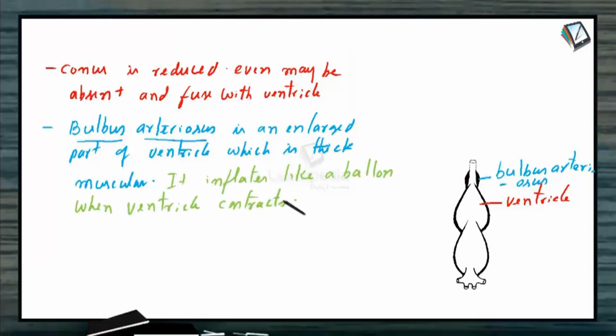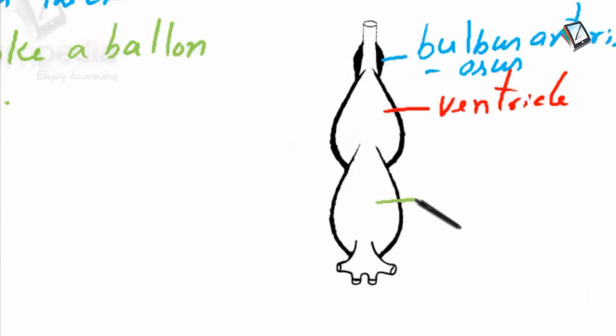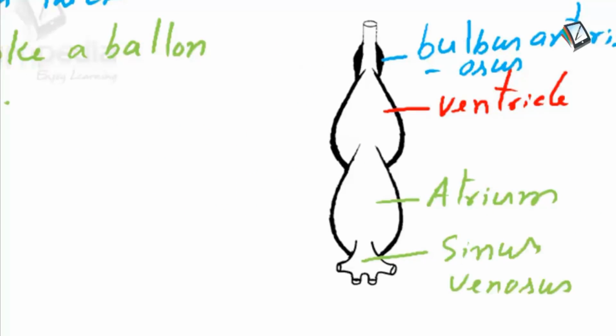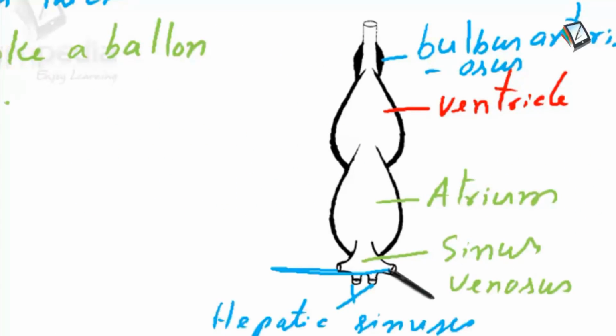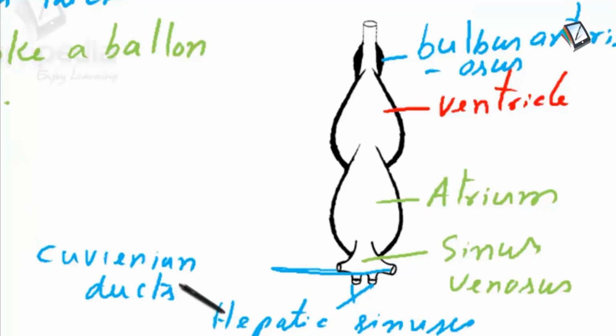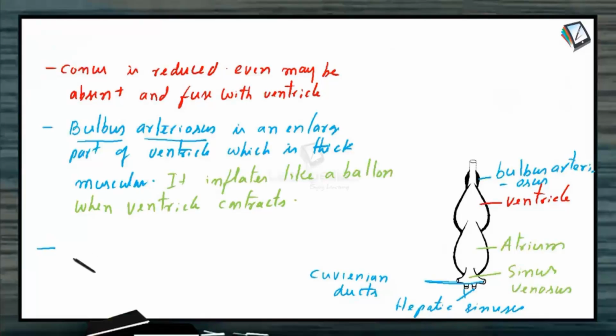So the remaining parts are similar to those of Elasmobranchs, like the presence of one atrium, an accessory tube-like sinus venosus, then hepatic sinuses and Cuvierian ducts. These are common to all fishes. So now, the blood passing only once through the heart is non-oxygenated. It is pumped to the gills for aeration before being distributed to the body. Such a heart is termed a branchial heart or venous heart.